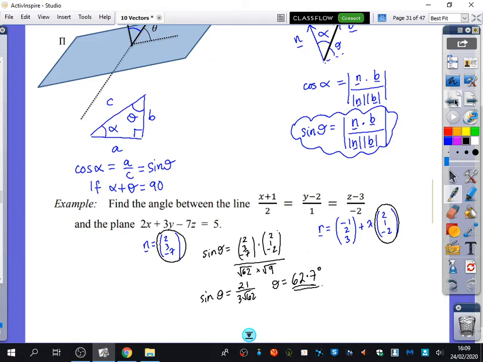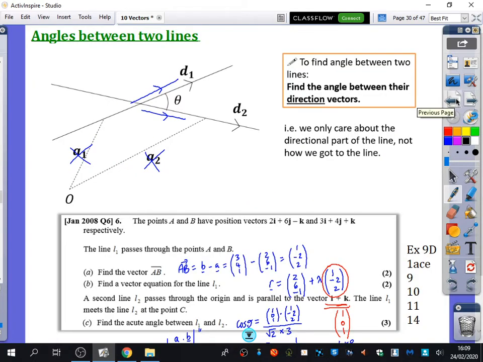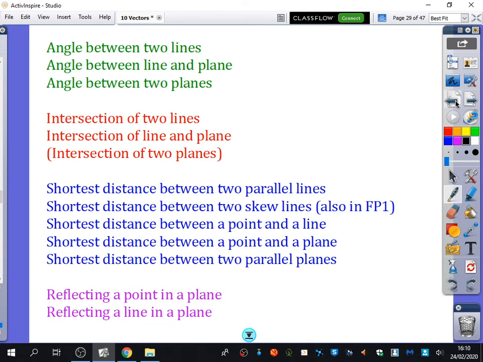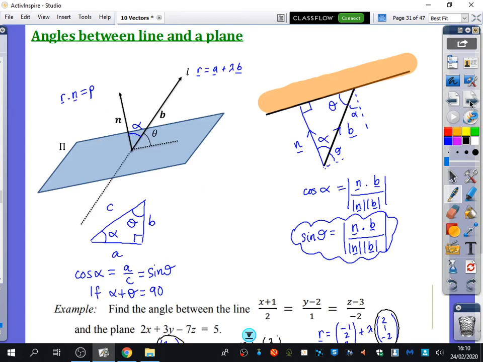So, 2 lines, same as before. Line in a plane changes to the normal and the direction, and it changes to sine. We're going to do the last one of that. We've done 2 lines, done line in a plane. The next one is going to be the angle between 2 planes.